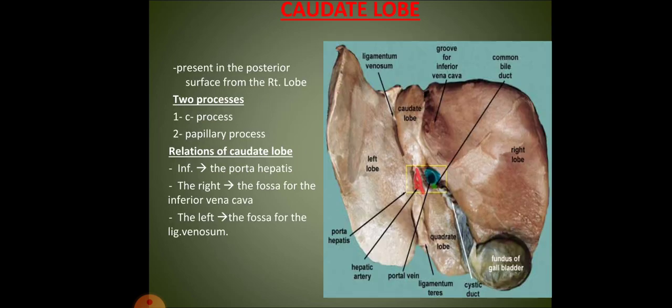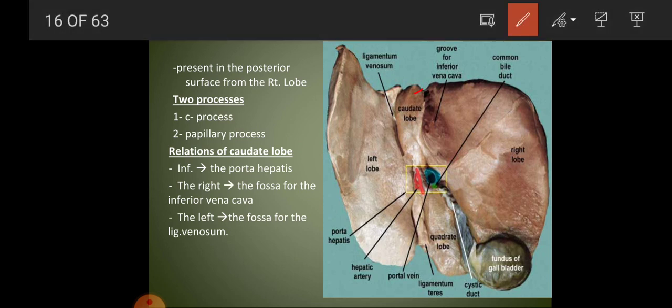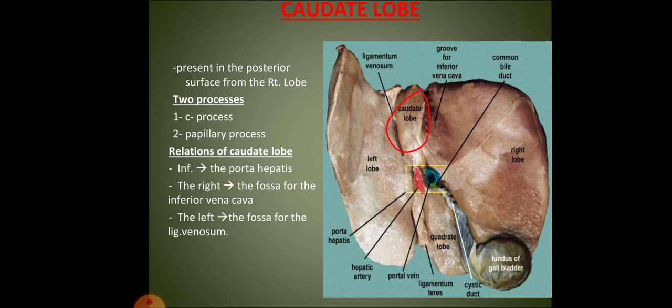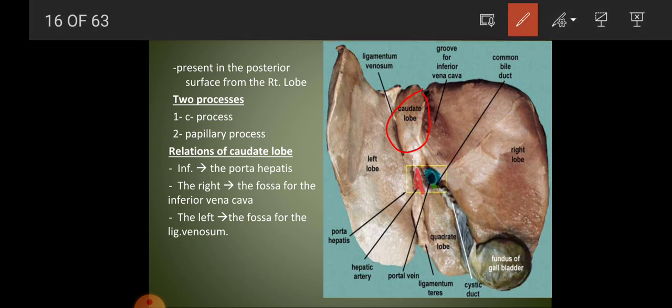So this is the caudate lobe. Here we can see the caudate lobe. It is present on the posterior surface of the right lobe, and it has two processes, that is the caudate process and the papillary process. The caudate process is on the right side and the papillary process on the left side.